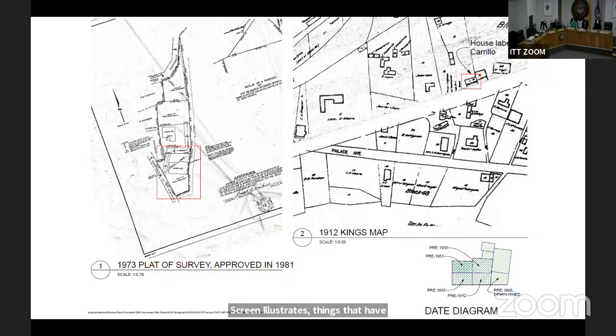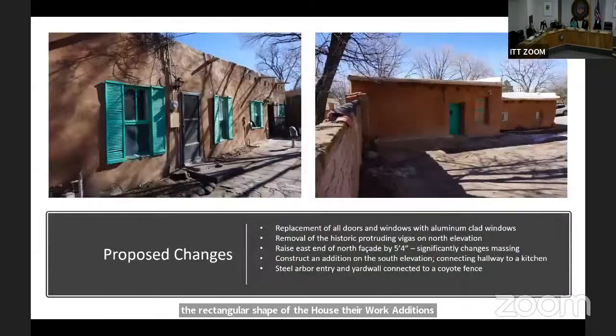So there are portions of the building that are estimated to have been constructed in 1890 or at least pre-1912, where it's illustrated on the King's map, which is that graphic number 2. And then there were changes made subsequent to that. And in 1973, there was a plat of survey that was done that illustrates the rectangular shape of the house. There were additions on the east elevation that have since been demolished.